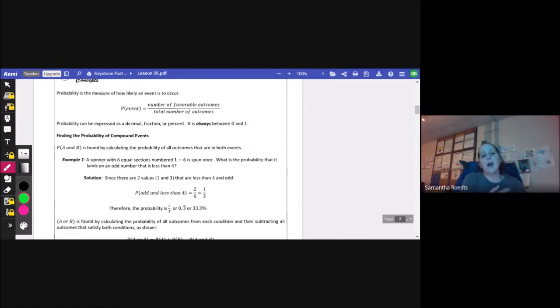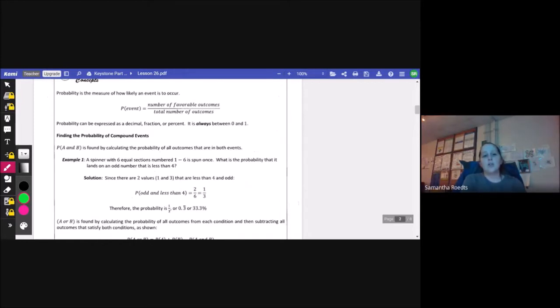Okay, so finding the probability of compound events. P of A and B, the probability of A and B, is found by calculating the probability of all outcomes that are in both events. For example 1, a spinner with 6 equal sections numbered 1 through 6 is spun 1 time. I want to know the probability that it lands on an odd number that is less than 4.